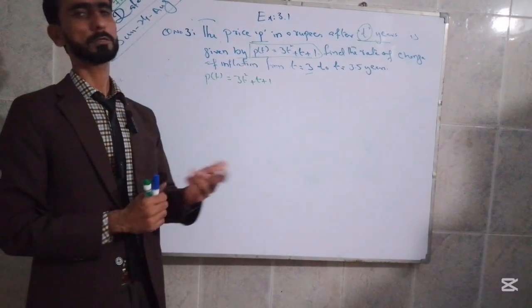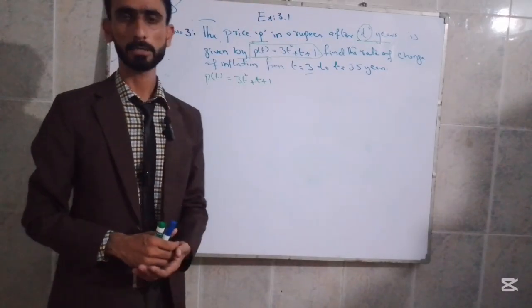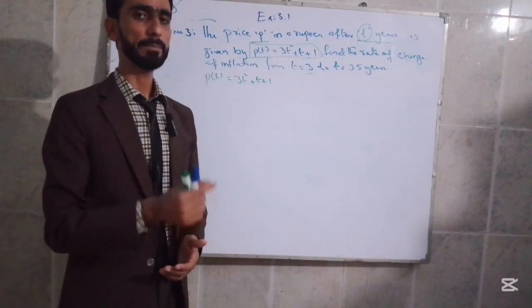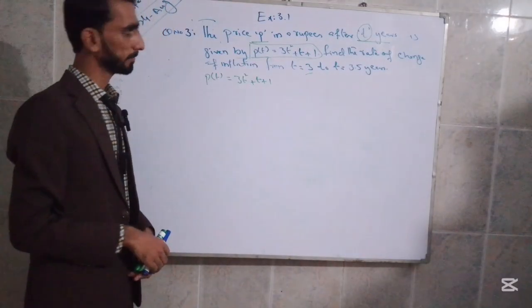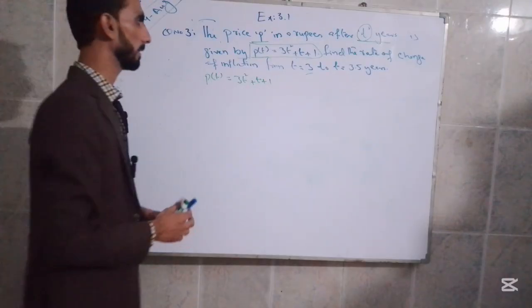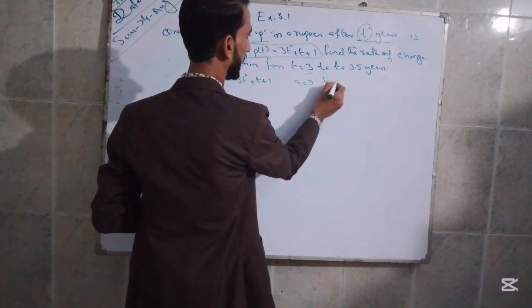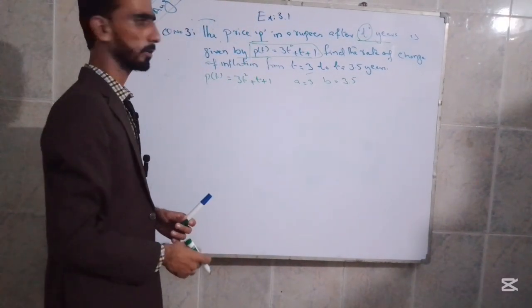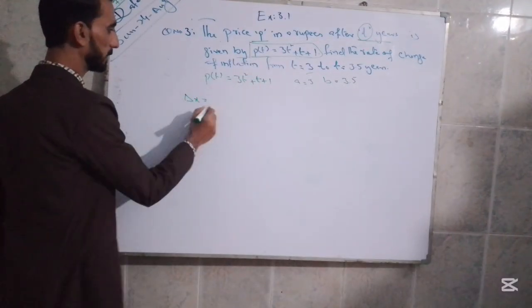Okay, we also have a formula for this question, rate of change. What is the formula of rate of change? f of b minus f of a upon b minus a. It means difference of 2 points. First we find the difference. Here point A is 3 and point B is 3.5. These are the times given, years.